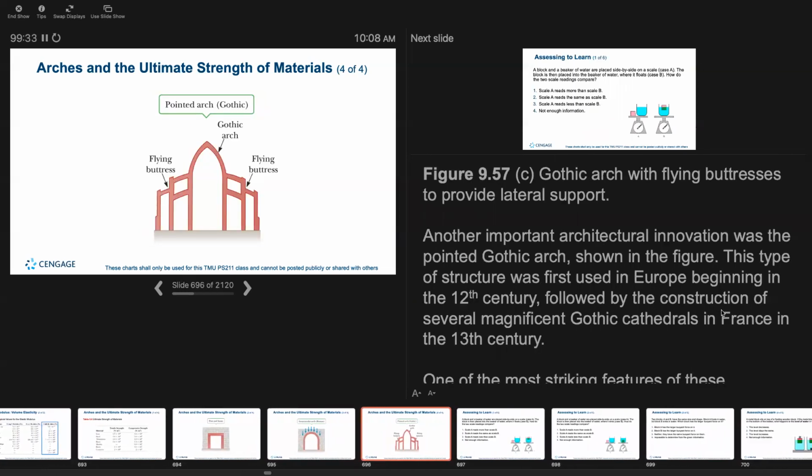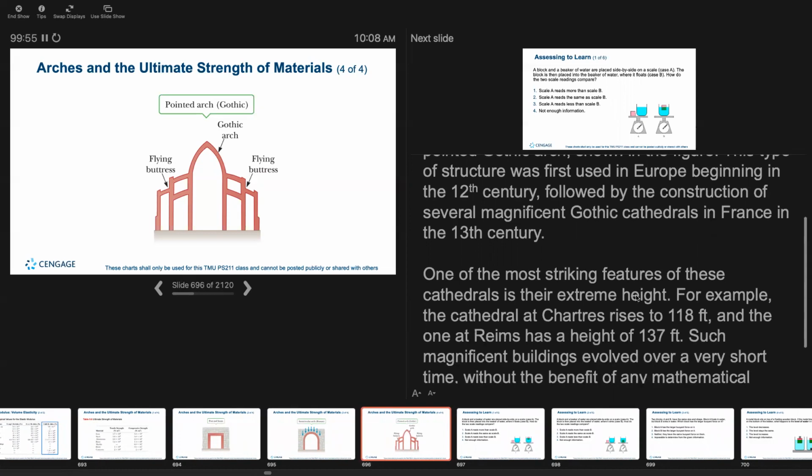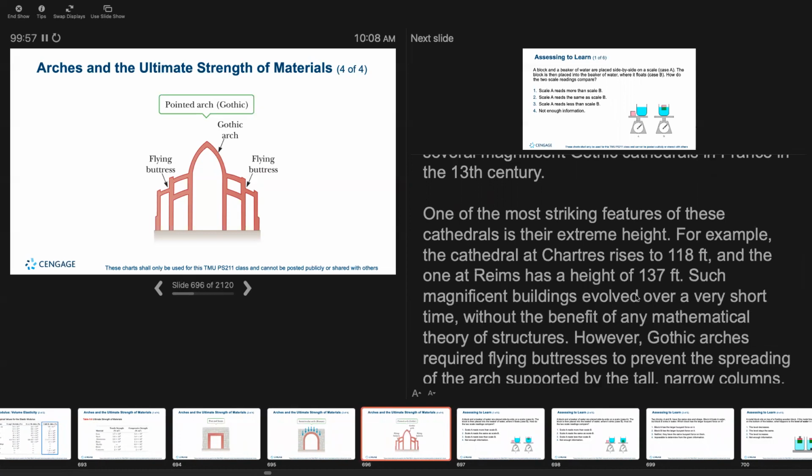So here we see the Gothic arch with flying buttresses to provide lateral support. Another important architectural innovation was the pointed Gothic arch shown in the figure. This type of structure was used in Europe beginning in the 12th century, followed by the construction of several magnificent Gothic cathedrals in France in the 13th century. One of the most striking features of these cathedrals is their extreme height.